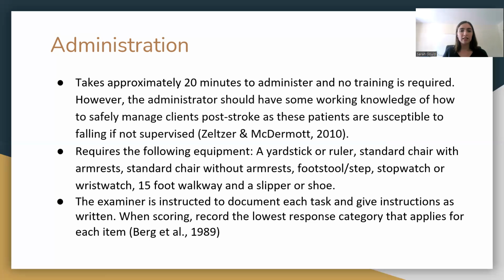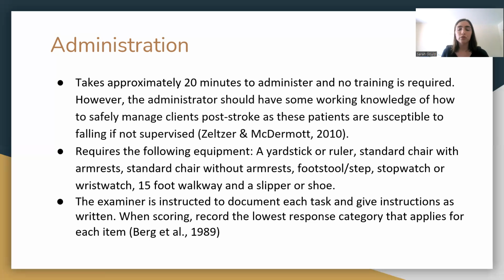And when administering, you need some basic equipment, which people will just have to buy for themselves. There's a yardstick or ruler, a standard chair with armrests, a standard chair without armrests, a footstool or step, a stopwatch or wristwatch, a 15-foot walkway, and a slipper or shoe.